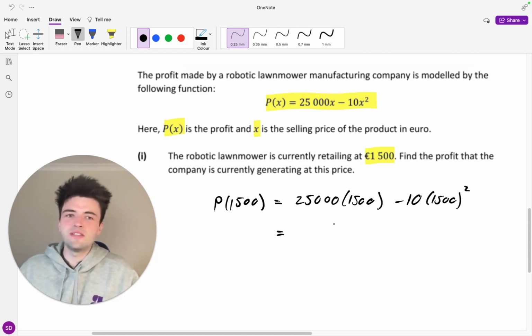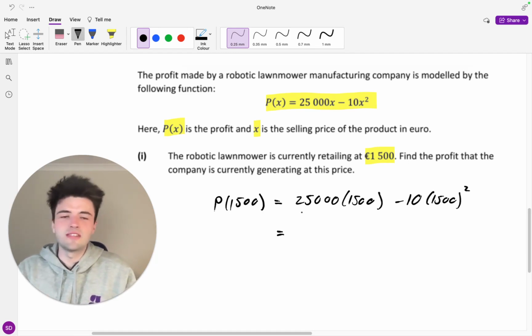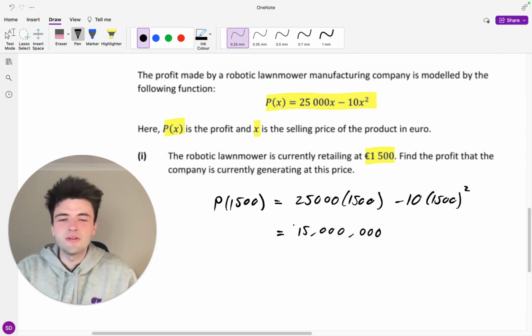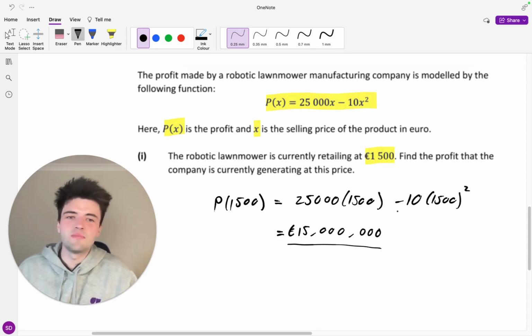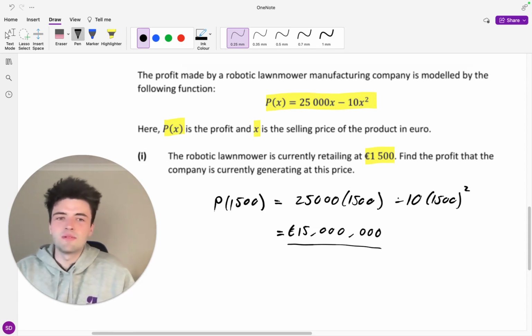And so I'd say the easiest way to do this, rather than simplifying it step by step, is just plug the whole thing into your calculator, and we're going to get out a single number now. And so when we do that, we're going to get an output of 15 million euro. And just make sure you include your euro sign as well, because we're talking about profit. And so that is going to be it for this question, and that is going to be it for the basic applications of calculus.